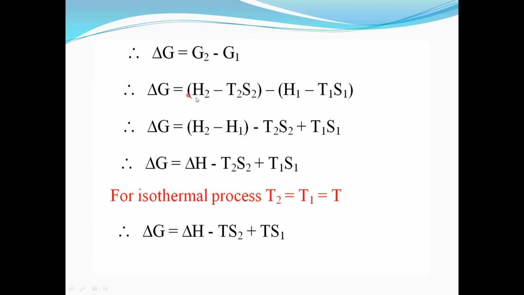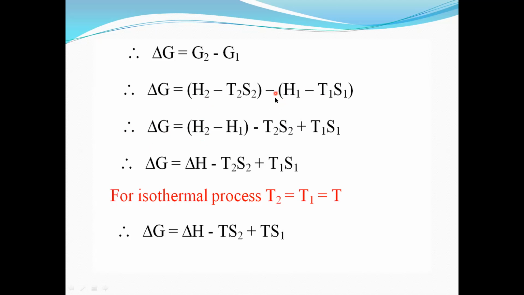Therefore delta G is equal to, what is the value of G2 from equation number 3, that is H2 minus T2S2. equation 3 में दी हुई है G2 की वैल्यू, तो वो G2 की वैल्यू हमने यहाँ पर रखी है. So H2 minus T2S2 minus G1. G1 की वैल्यू इक्वेशन 2 में दी हुई है, it is H1 minus T1S1. So this is the delta G. Therefore delta G is equal to, now take H2 and H1 together.